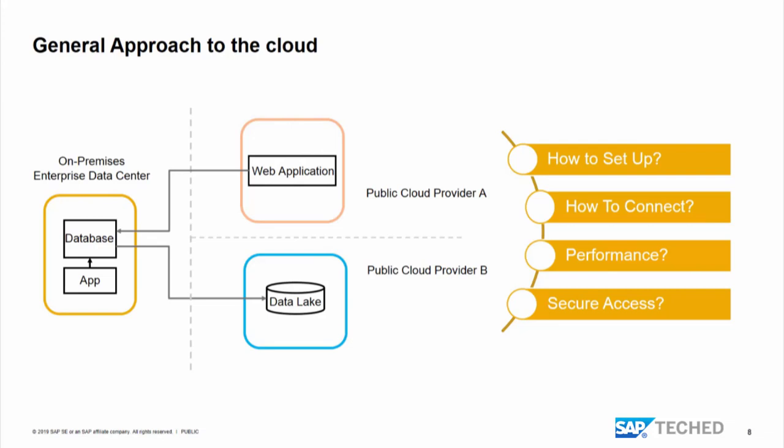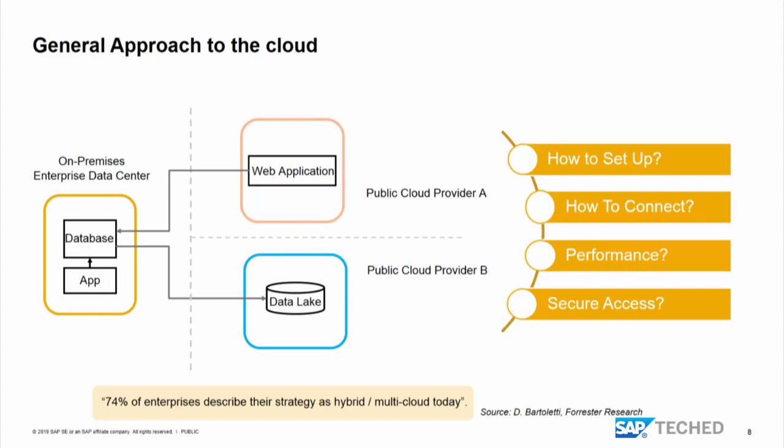And of course, the concerns are, how do you set these up? How do you connect? What does the performance look like? How do you ensure secure access? So we're going to be talking a bit about this today, some of what I'll call the patterns of leveraging HANA Cloud and addressing some of these questions and concerns. And it goes without note that 74% of enterprises describe their strategy as hybrid.